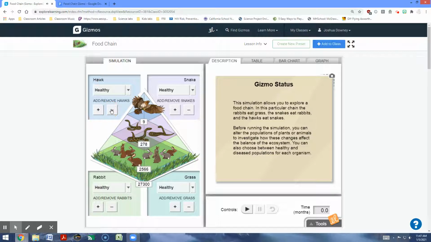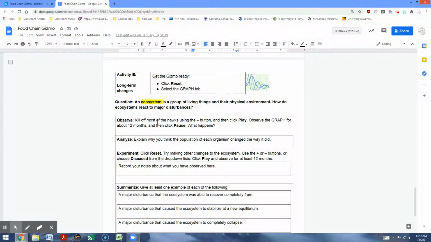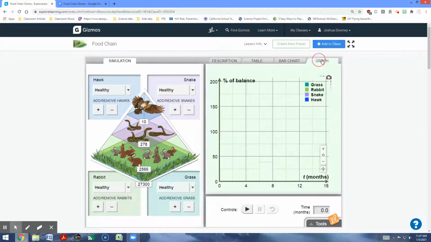So I would say taking it down to 9 or 10, 9, is taking away most of them. Click play and observe the graph for 1 year, 12 months. All right, and we can see what happened. After 1 year, the number of hawks is back up to about 100%.